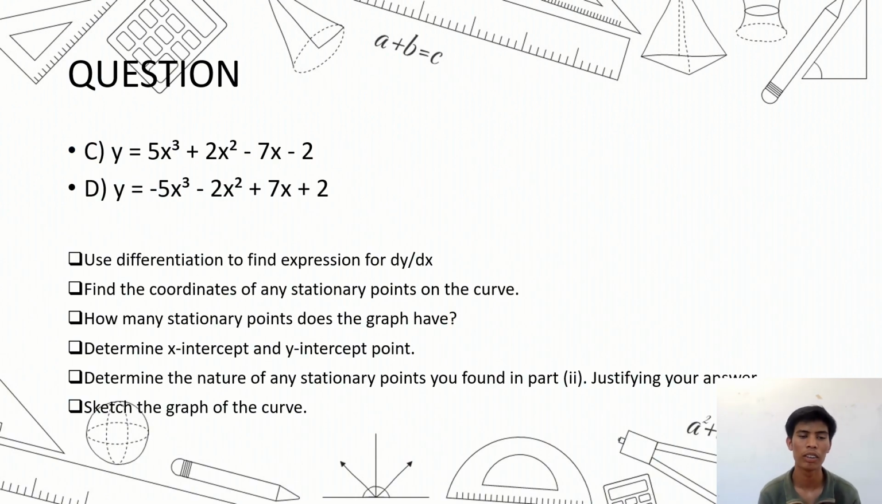This is our question. We got question C and D. If you can see, question C is y equals 5x cubed plus 2x squared minus 7x minus 2. And the next question D, y equals negative 5x cubed minus 2x squared plus 7x plus 2.